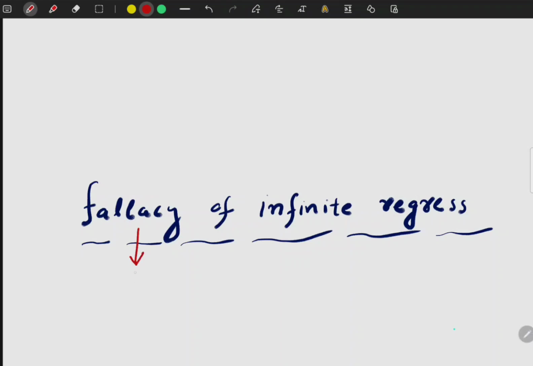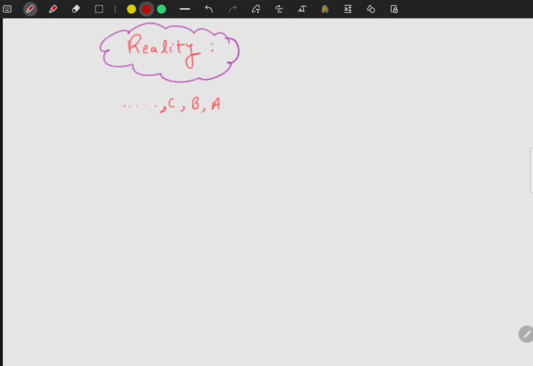The word fallacy means misconception. So fallacy of infinite regress means absurdity of infinite regress. The fallacy of infinite regress states that the infinite regress, or the infinite sequence in the back end of causes, is not possible. It is absurd. Let us take an example to get the conclusion that this infinite regress is actually impossible.